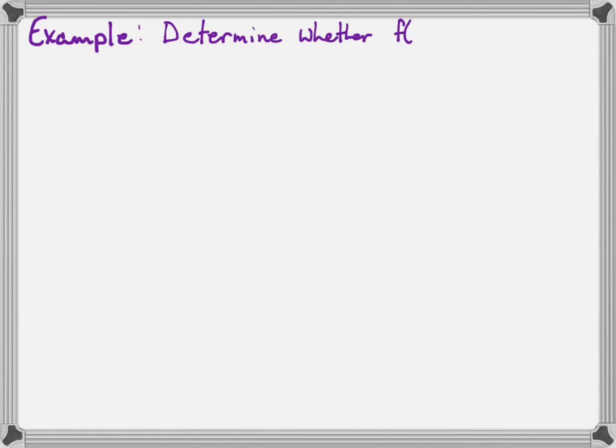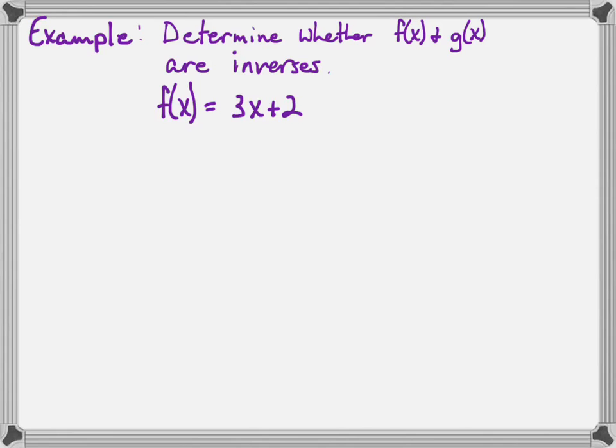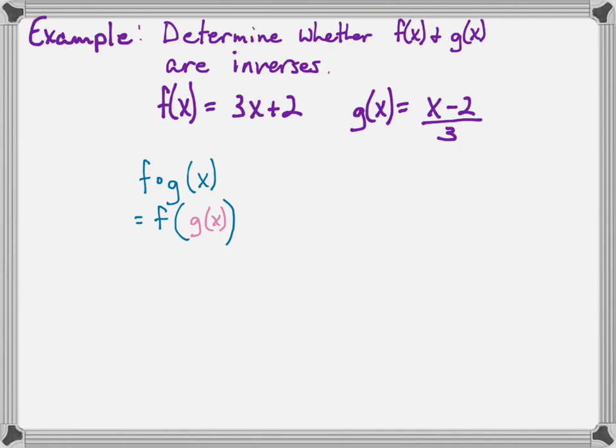Okay, for our first example, let's determine whether f of x and g of x are inverses. And for f, we'll have 3x plus 2. And for g, we'll have x minus 2 over 3. So the way to tell if they're inverses is to compose them. F compose g means f of g of x. So I'm going to replace g of x with what g of x really equals, which is x minus 2 over 3. And now I'm going to take the x minus 2 over 3 and put it in the f function. F is 3 times x plus 2.